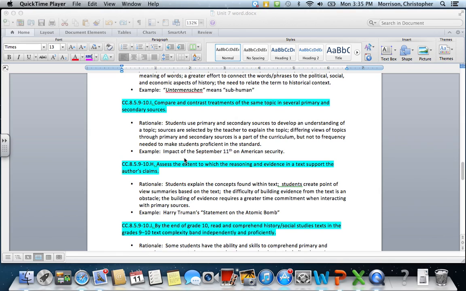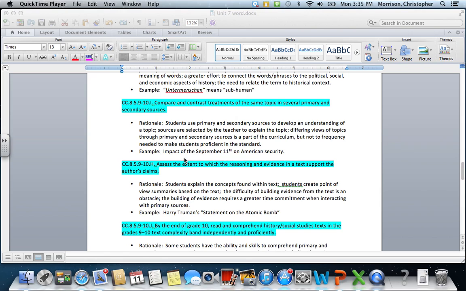Overall, I select the readings for the students, and I think probably the biggest obstacle is anytime students are reading, it's an activity that takes more time than a traditional lecture-based classroom.